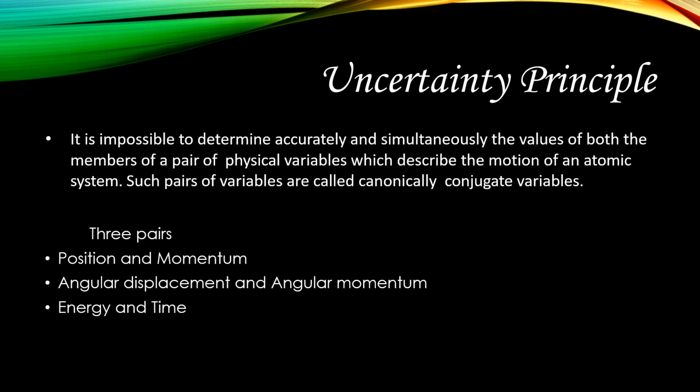Generally, the uncertainty principle can be stated as: it is impossible to determine accurately and simultaneously the values of both the members of a pair of physical variables which describe the motion of an atomic system. Such pairs of variables are called canonically conjugate variables. We now know three pairs of canonically conjugate variables, namely position and momentum, angular displacement and angular momentum, energy and time.